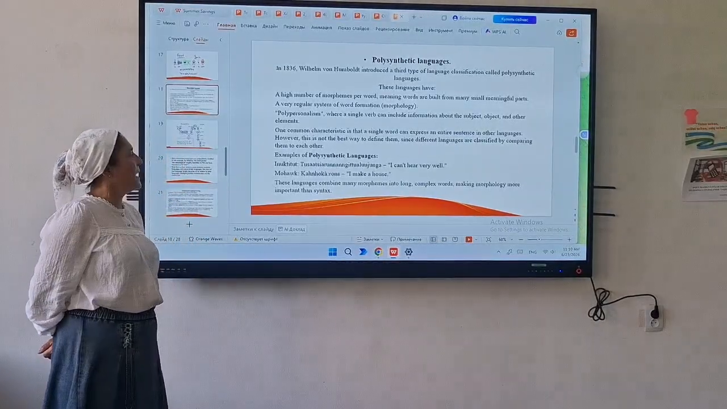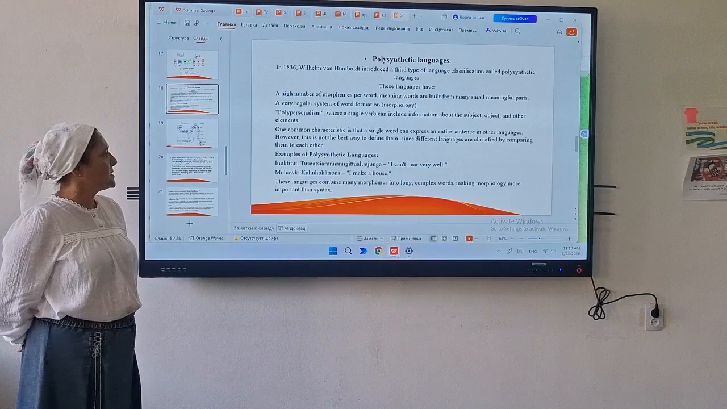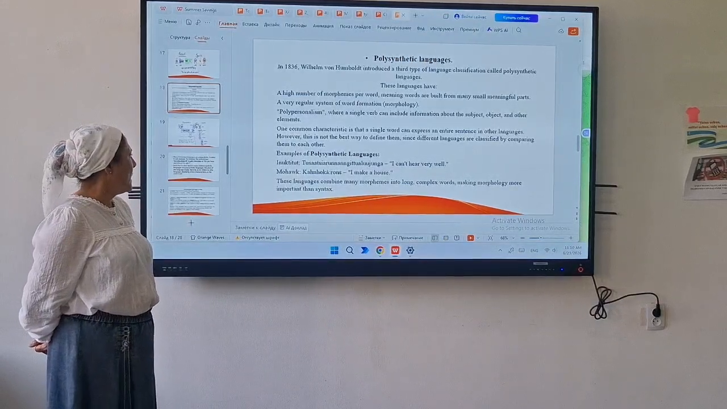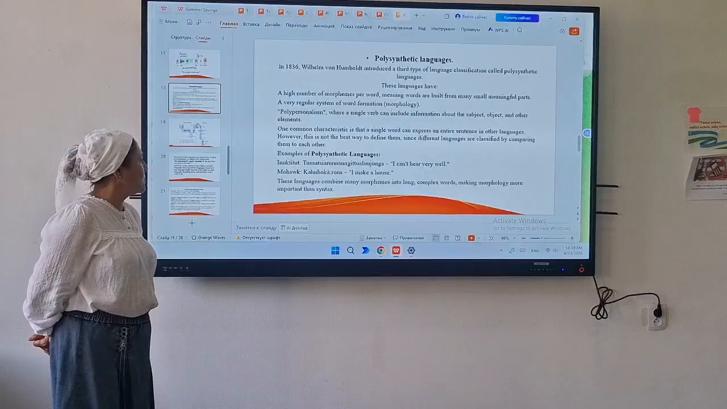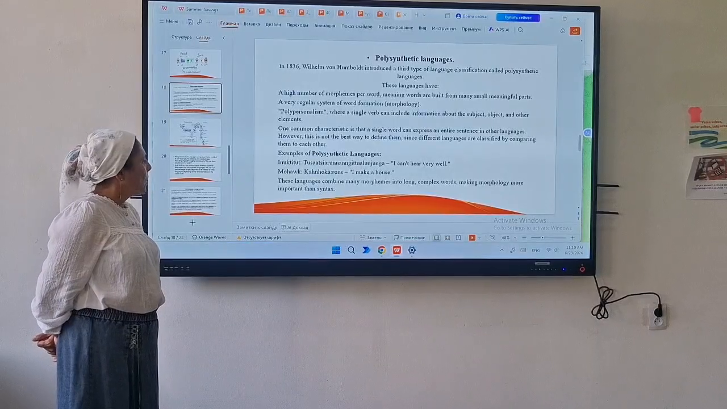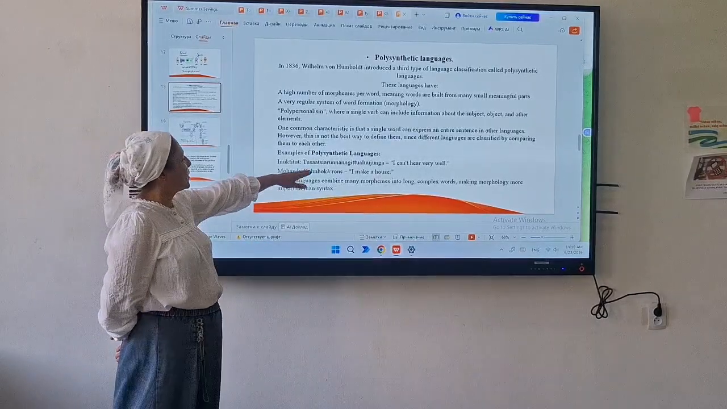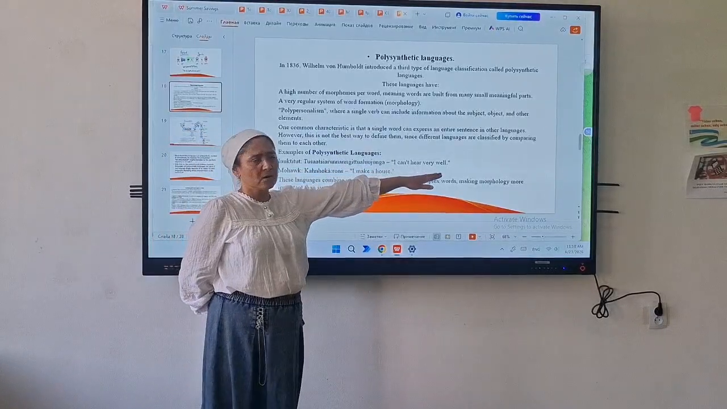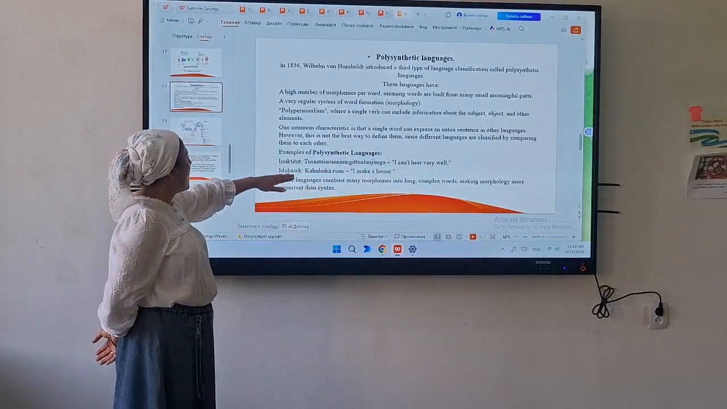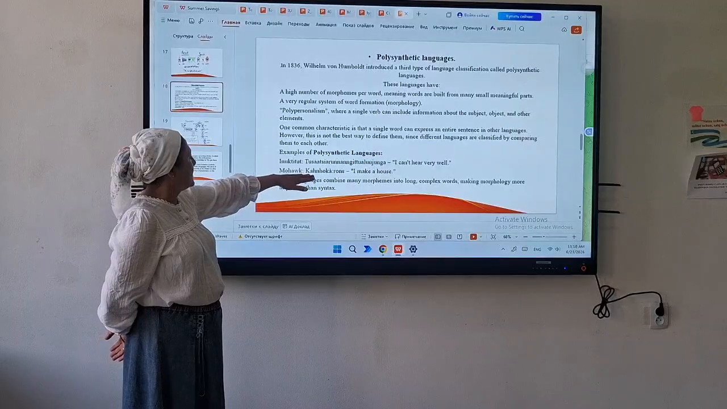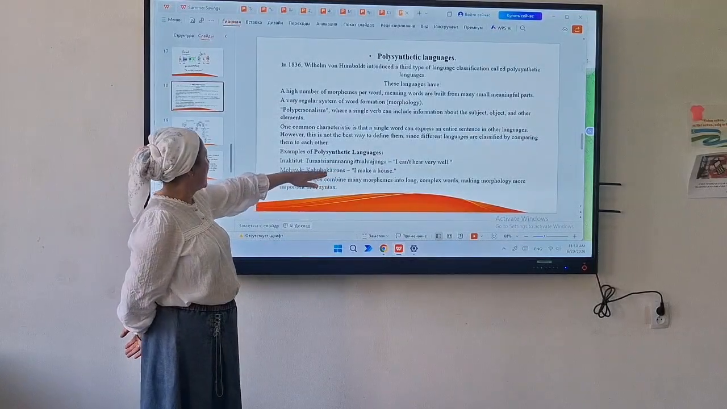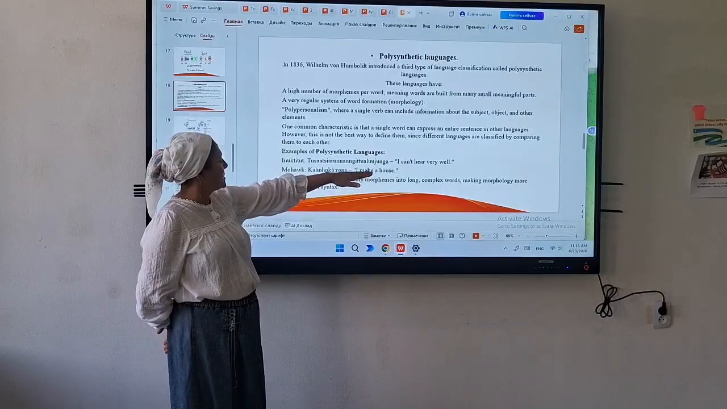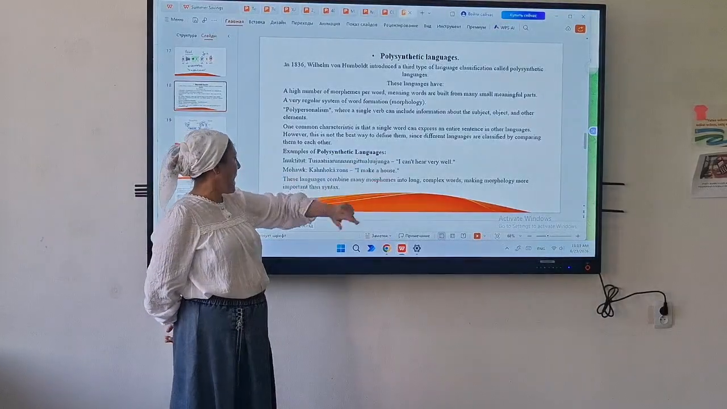However, this is not the best way to define them, since different languages are classified by comparing them to each other. Examples of polysynthetic languages: here we have one whole word, and it means 'I can hear very well'. Or another whole word, which means a whole sentence. In English, 'I make a house'.